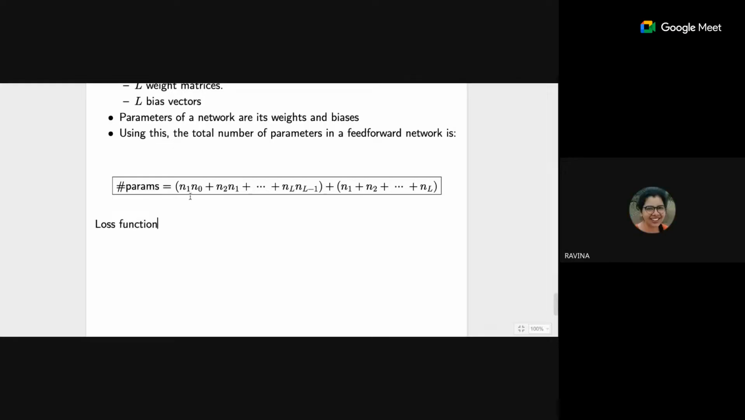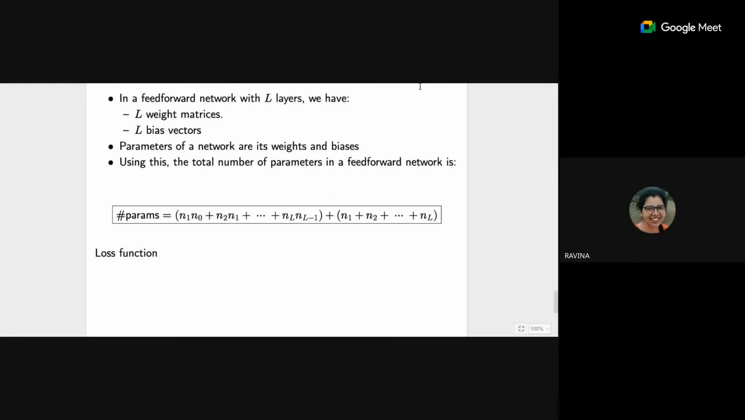I have a doubt, sir. These biases, are they only in the input layer, or can they be in the intermediate layers also? No, bias is not there in the input layer at all. In every other layer, you have a bias for a neuron.